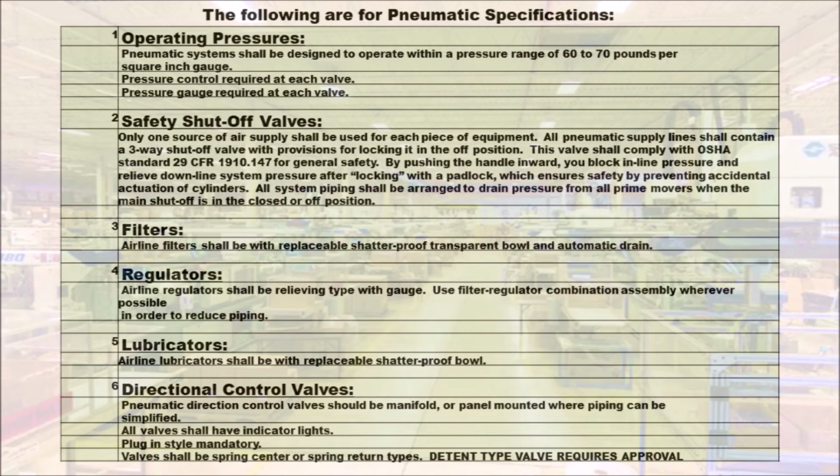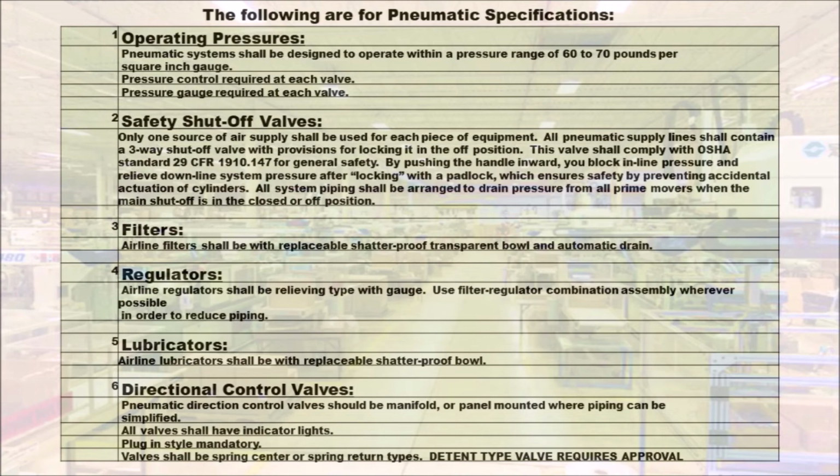Filters. Airline filters shall be with replaceable shatterproof transparent bowl and automatic drain. Regulators. Airline regulators shall be relieving type with gauge. Use filter regulator combination assembly wherever possible in order to reduce piping. Lubricators. Airline lubricators shall be with replaceable shatterproof bowl.